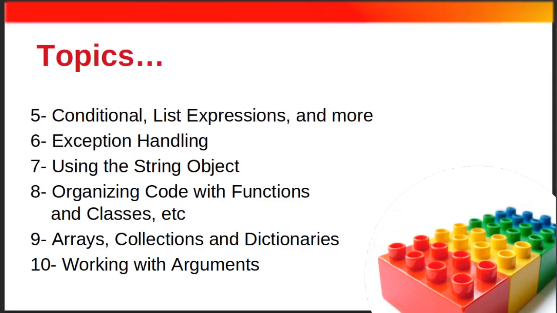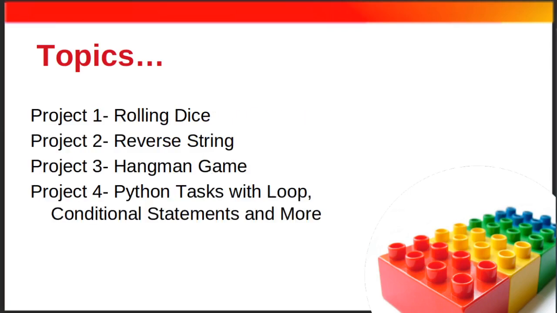Also talked about organizing code into functions and into classes for object-oriented. We talked about Python's lists, which are called arrays in other languages. We talked about collections and dictionaries. And we worked with functional arguments. At the end, we did 4 projects. Talked about the Python line by line, went through, looked and see what the output looked like.